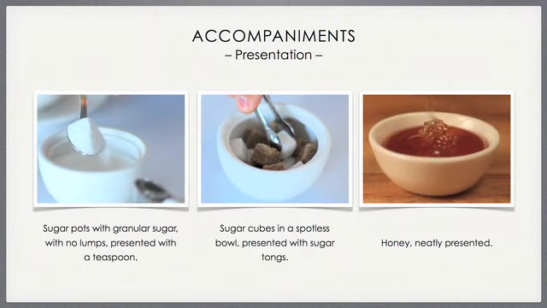Any of the sugars that we serve to our guests need to be neatly displayed in spotless, unchipped containers. Sugar pots with granular sugar should contain no lumps and should be provided with a polished teaspoon. When we serve sugar cubes, we need to provide them with sugar tongs.